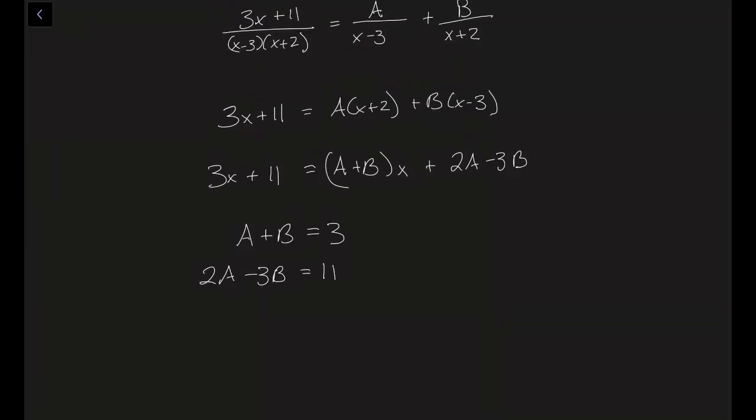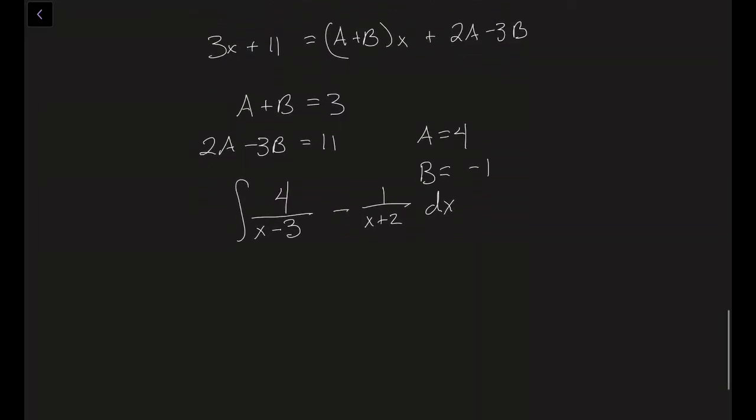And when we solve this system of equations, I'll leave it to you to figure it out. But we're going to get that a is equal to 4, and b is going to be equal to negative 1. So 4 over x minus 3 minus 1 over x plus 2. And we just have to integrate this now.